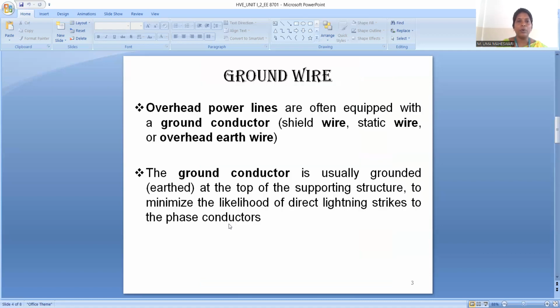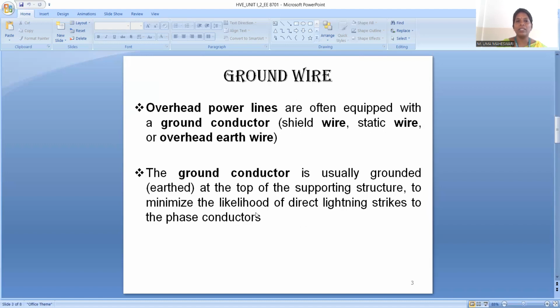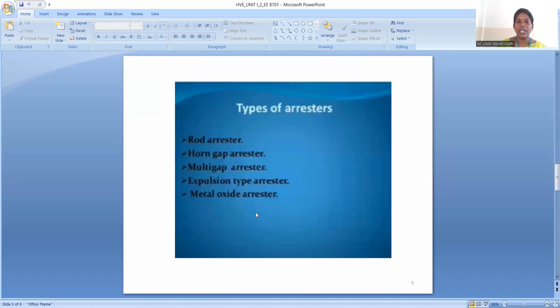This is a diagram of a ground wire on the electric tower. Now, the third point in the protection of the equipment is protection devices like expulsion gaps, protector tubes, and surge diverters. What are surge diverters? Surge diverters are protection equipments used to protect the power system equipments from over voltages caused by external over voltages and also internal over voltages.